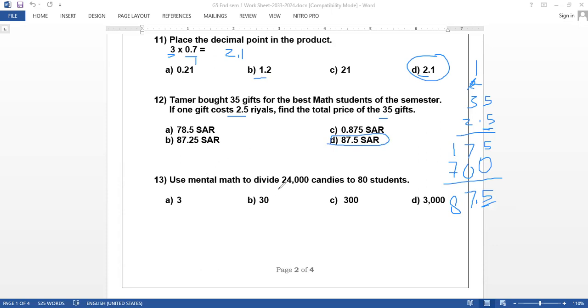Use mental math to divide 24,000 candies among 80 students. Just, guys, we can erase one 0 from the dividend with one 0 from the divisor. Now I divide 24 and ignore these two zeros. 24 divided by 8 equals 3. Now I bring these two zeros, it's 300. Again, if you divide two numbers that both have zeros, I can delete one 0 with one 0. Then the other zeros, I ignore them. I divide 24 by 8 equals 3. Then I bring the two zeros.